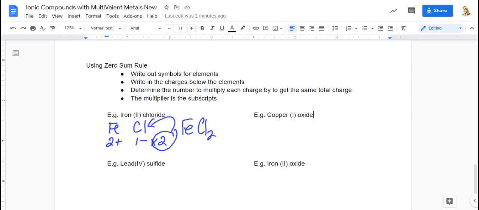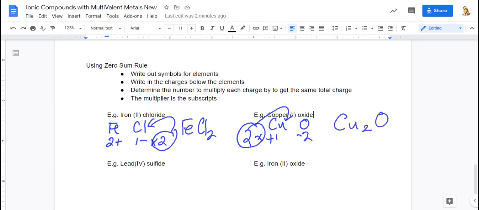Copper 1 oxide. So copper and oxygen. Copper is +1. Oxygen is -2. I can bring up the +1 to a +2 by multiplying by 2. So now I've got 2 plus and 2 negative. This multiplier becomes the subscript. So it's Cu2O.